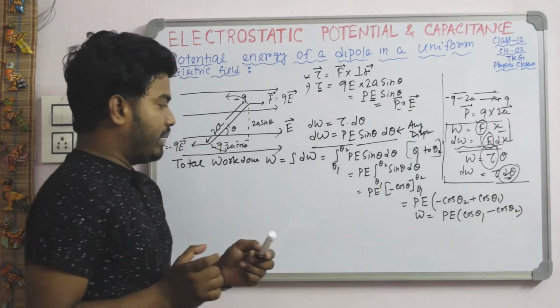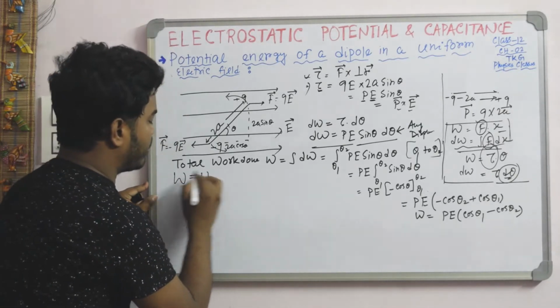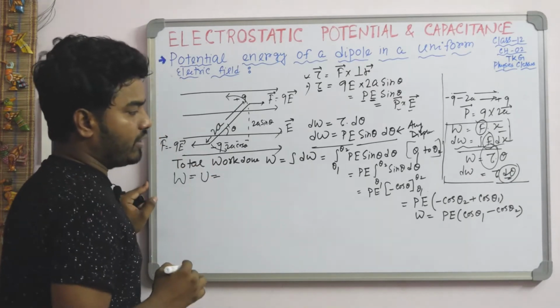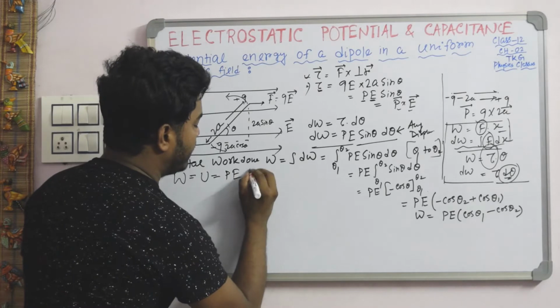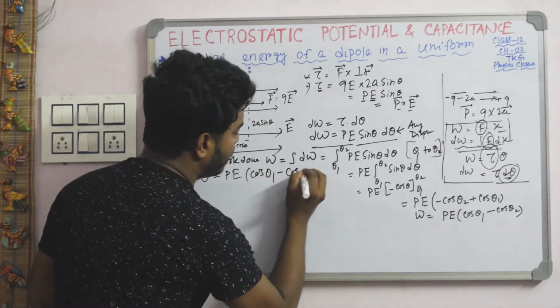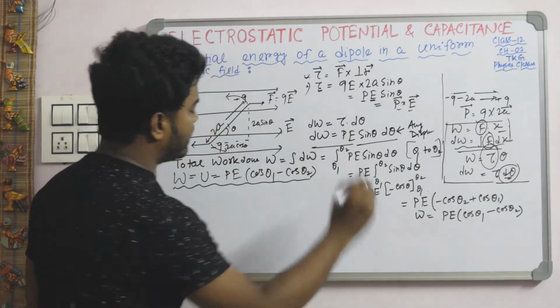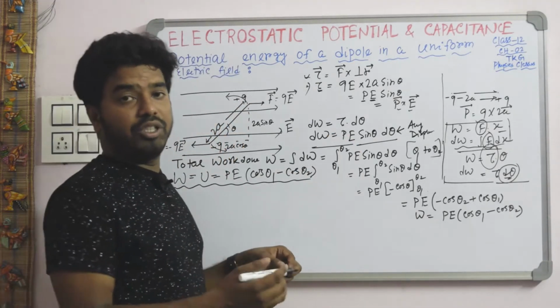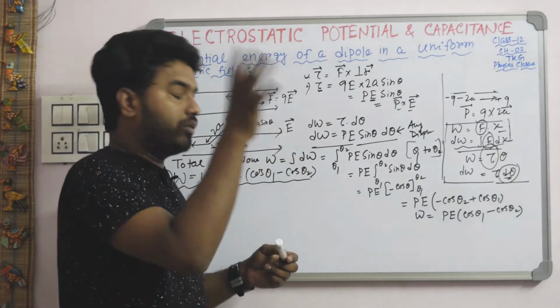And you know the relation: this amount of work done is stored in the form of electric potential energy. So the electric potential energy formula is PE (cos theta 1 minus cos theta 2). This is the general form of electric potential energy for rotating through an angle theta 1 to theta 2.